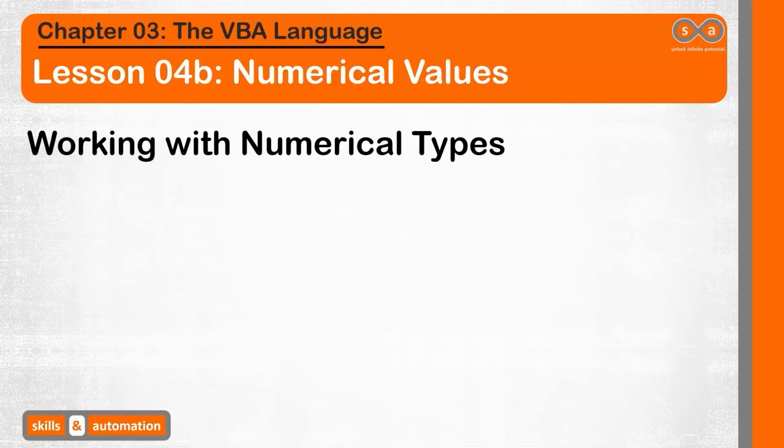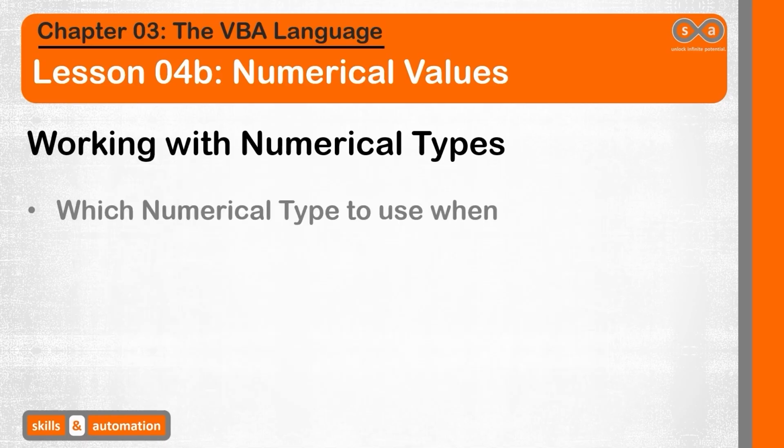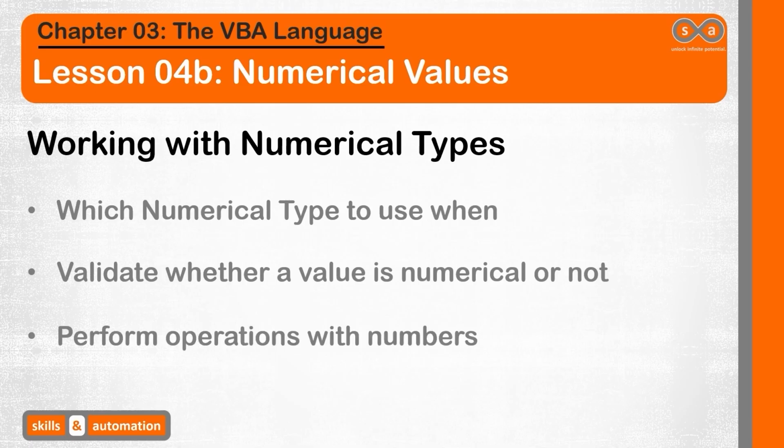In this video, we will focus on values that are of the numerical data types. There are many numerical data types to choose from. We will discuss which option to use when and how to make that decision easy. We will also look at how to validate whether a value is numerical or not and how to perform operations such as addition in VBA.